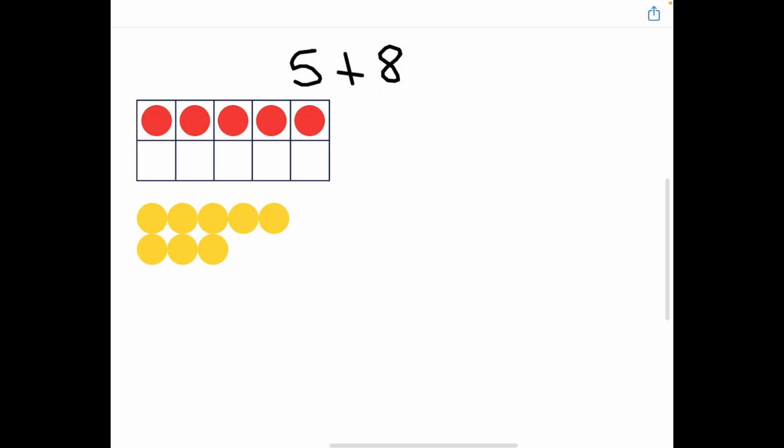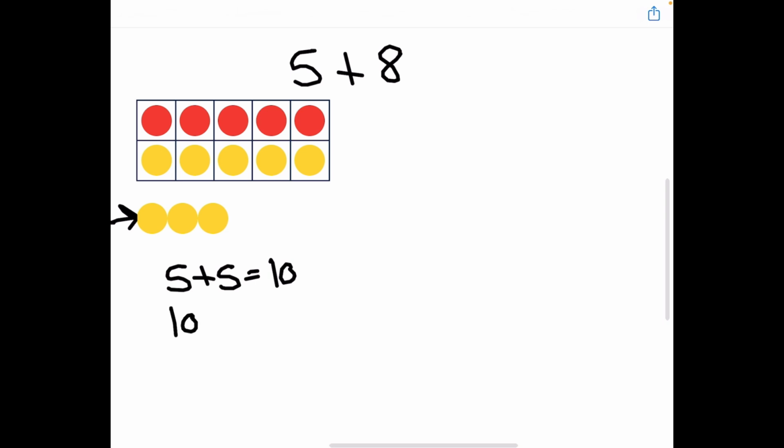Now, I've got to ask myself, I have 5 counters in my 10 frame. How many more do I need to add to it so that it's full so that I can make a 10? Well, I've got 5 empty squares. I'm going to add 5 counters. So 5 plus 5 equals 10. I have to remember the other part left, those 3 counters. So 10 plus 3 more equals 13.